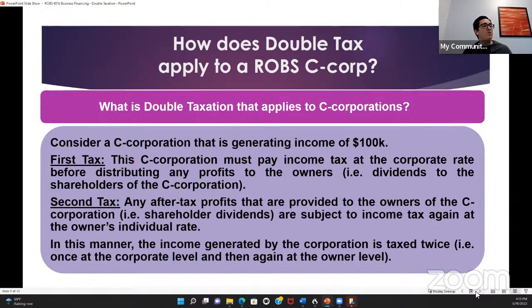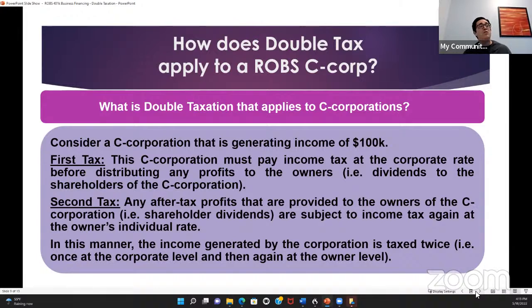So what is double taxation? So let's first understand that concept, and then we'll apply that concept to the ROBS 401k business financing structure. So to understand what is double taxation, let's consider a simple example. So consider a C corporation that is generating income of $100,000. So we're talking about net income, right?